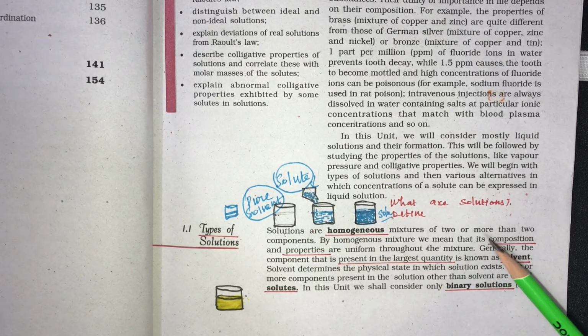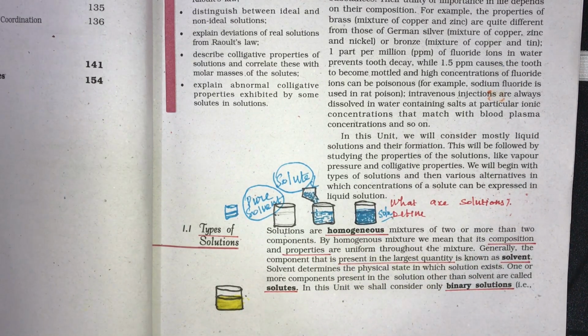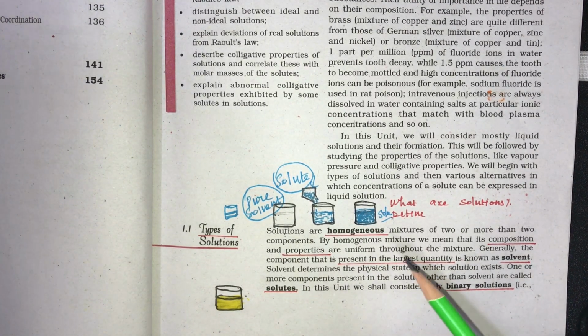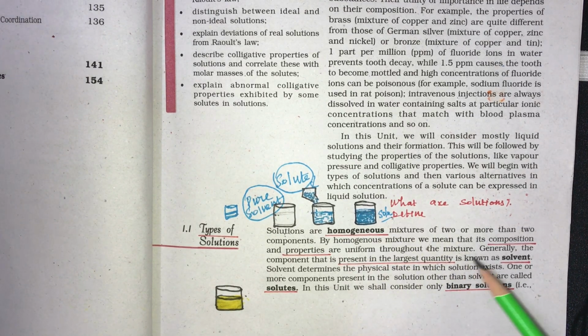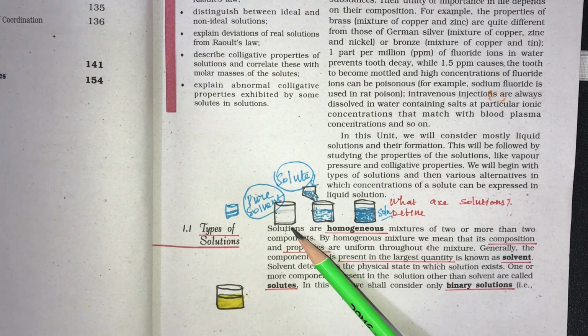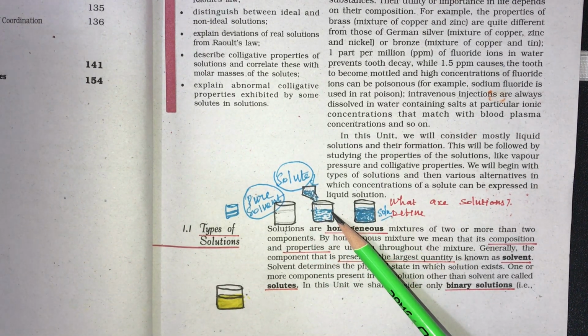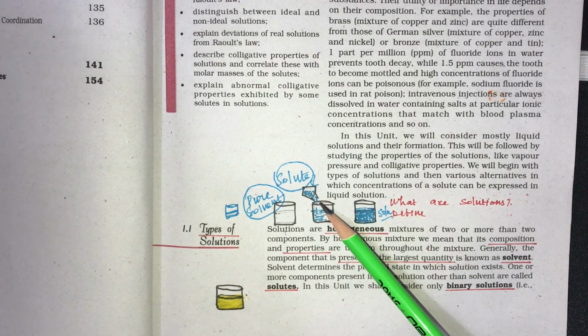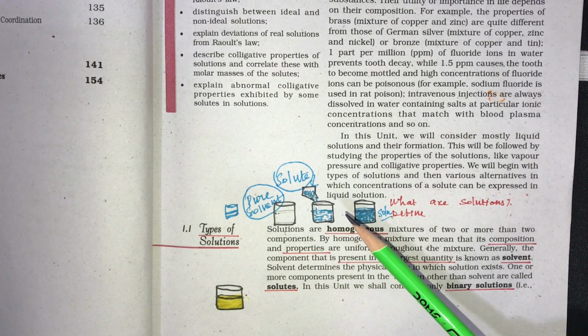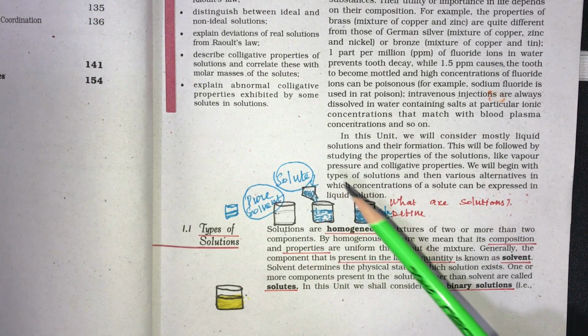A solution is a homogeneous mixture of two or more components. Homogeneous means uniform throughout. What is uniform throughout? The composition and properties are uniform throughout the mixture. The substance which is present in a larger quantity is called the solvent. The smaller quantity is called the solute. The solute is the substance which gets dissolved in a medium, and the medium is called the solvent.